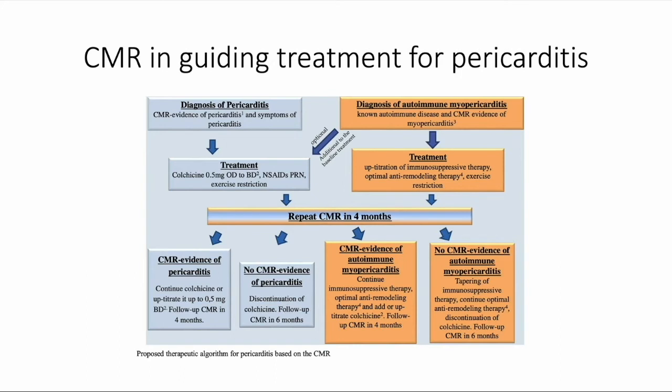And then after a gap of 4 months, a cardiac MRI is repeated. If the features of pericardial inflammation are decreased or not seen in the subsequent scan, you can stop the treatment. But if the features of pericarditis are still persistent, you can prolong the treatment to get better results.